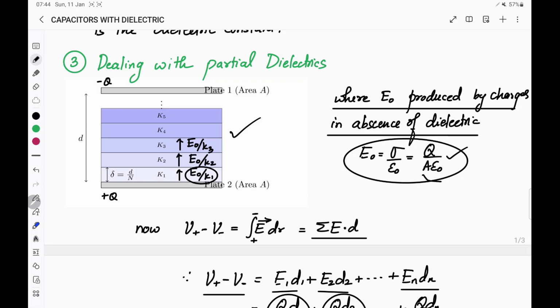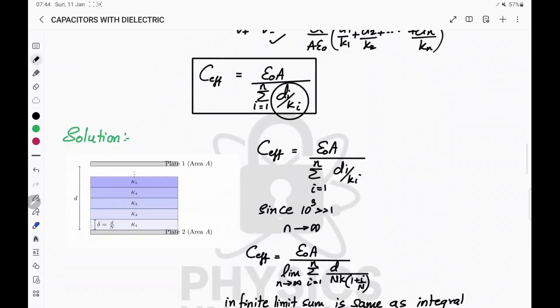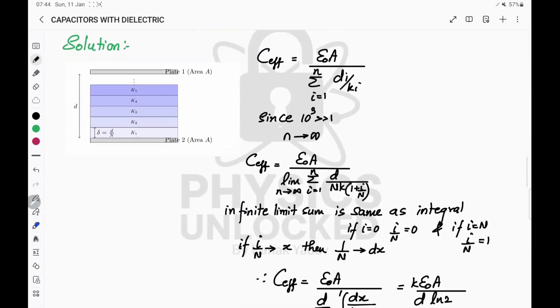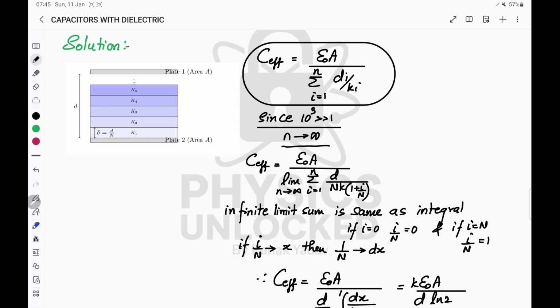Now that we have the capacitance of this parallel plate capacitor, let us solve the question. So we have the C effective that we just derived in the previous section. But interestingly, they have told us that the number of dielectric plates will be exceeding 10 power 3. And 10 power 3 is very large compared to 1. So we can say that n is very closely tending to infinity. Compared to 1, 10 power 3 is very large. So n is tending to infinity.